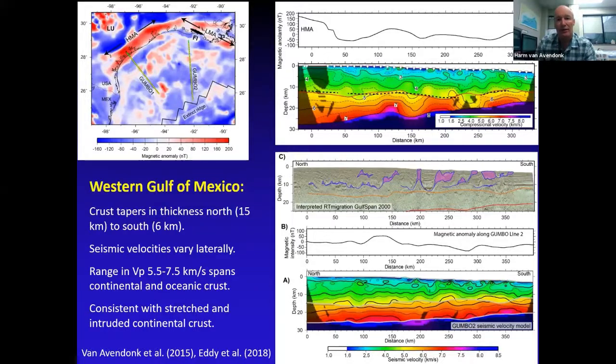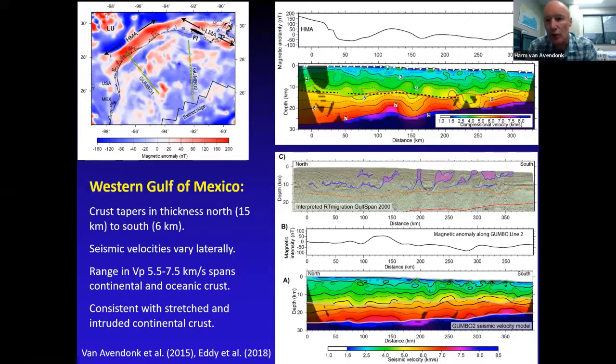What we found when we apply this to the data in the Gulf of Mexico is that the crust is relatively low in seismic velocity and on the order of 15 kilometers thick near the coastline. It tapers then to something more like 6 kilometers in the central Gulf of Mexico. And there's a lot of variability in the seismic velocity structure, ranging from 5.5 kilometers per second to 7.5 kilometers per second.